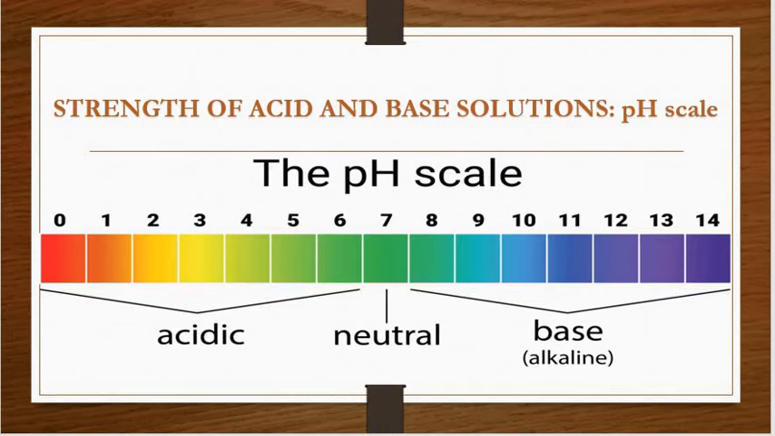Before that, I want to tell you, we have also heard about the universal indicator. The universal indicator is a mixture of several indicators. It shows different colors at different concentrations of hydrogen ions in a solution. And to measure the different concentration of hydrogen ions in a solution, one scale is devised, which is known as the pH scale.